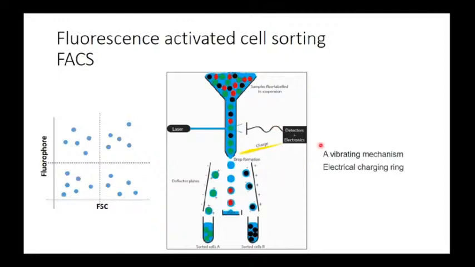So I can adjust the settings of the program, and then the electrical charging ring will charge the cells. Then I have different electrodes, negative and positive, and the positive cells will go to the negative electrodes, the negative cells will go to the positive electrodes, and the neutral cells will go to the waste. In this case, I will have two groups of cells: the cells expressing the protein and the cells not expressing the protein. And this is what we call cell sorting.